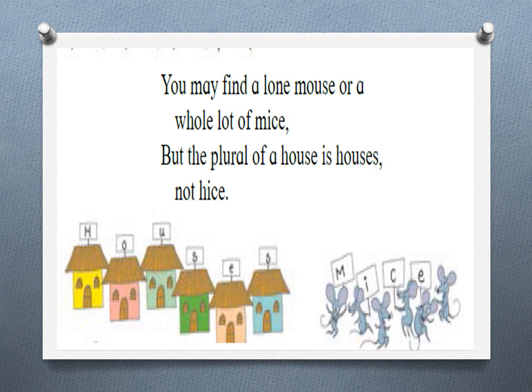According to the ending of mouse and house, when it is one mouse, there are many mice. When it is one house, many houses. We add es to it. Then the poet is asking why we don't write the plural as highs.